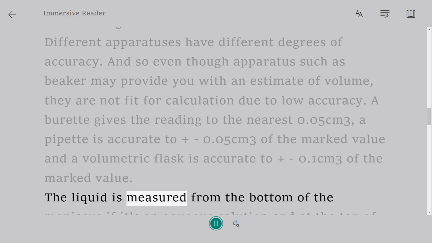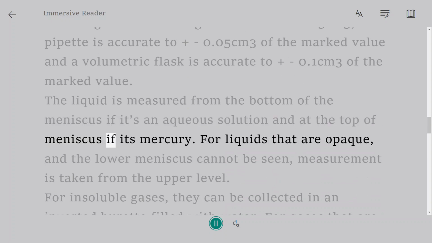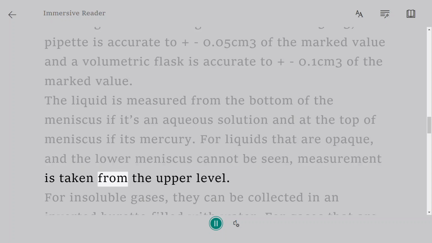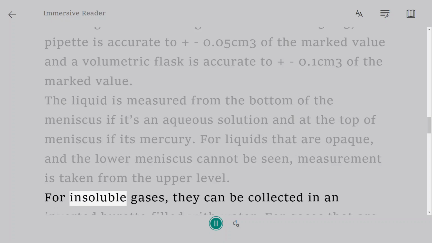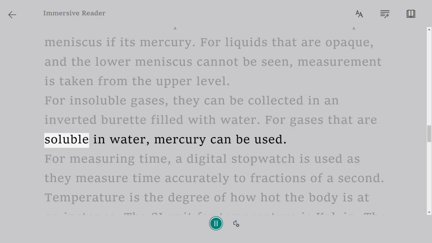The liquid is measured from the bottom of the meniscus if it's an aqueous solution and at the top of the meniscus if it's mercury. For liquids that are opaque and the lower meniscus cannot be seen, measurement is taken from the upper level. Insoluble gases can be collected in an inverted burette filled with water. For gases that are soluble in water, mercury can be used.